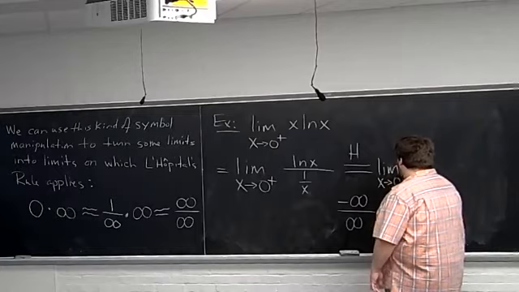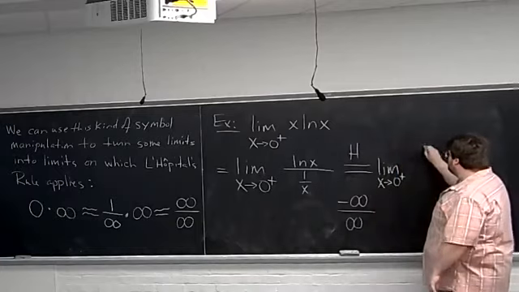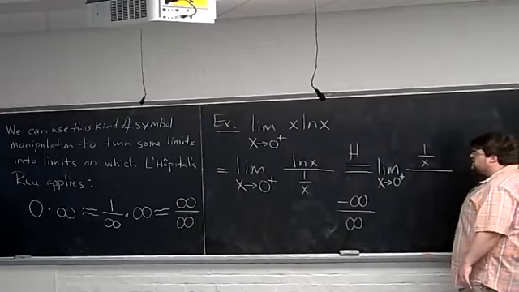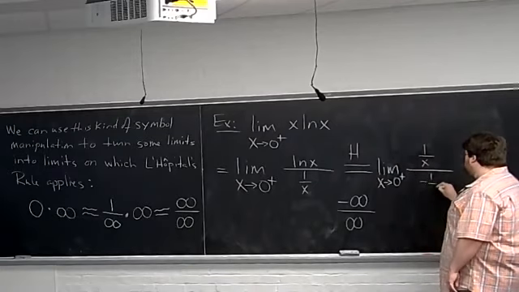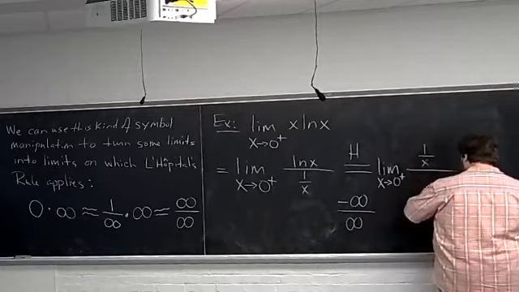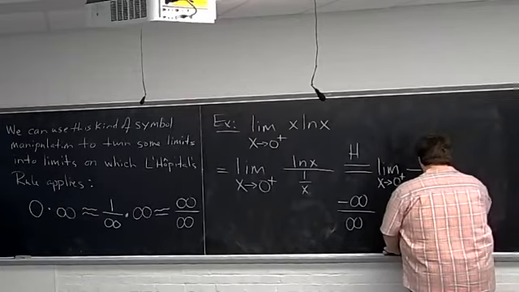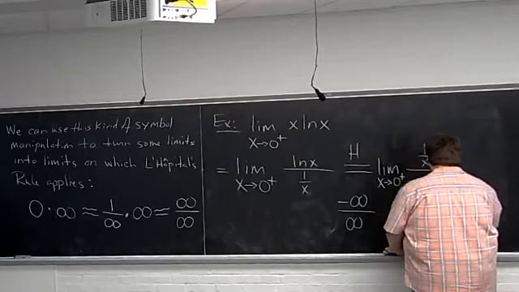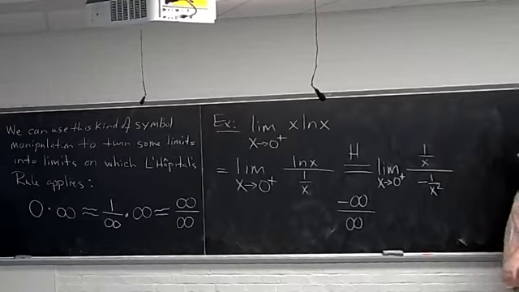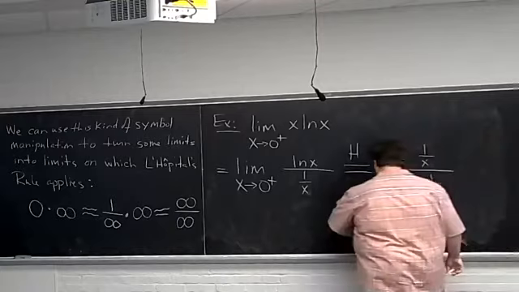Derivative of log x, 1 over x, derivative of 1 over x. Well, using a power rule argument, we get negative x to the negative 2, which is the same as negative 1 over x squared. Of course, you could leave it as the negative exponent, but we are going to have to simplify this fraction a little.